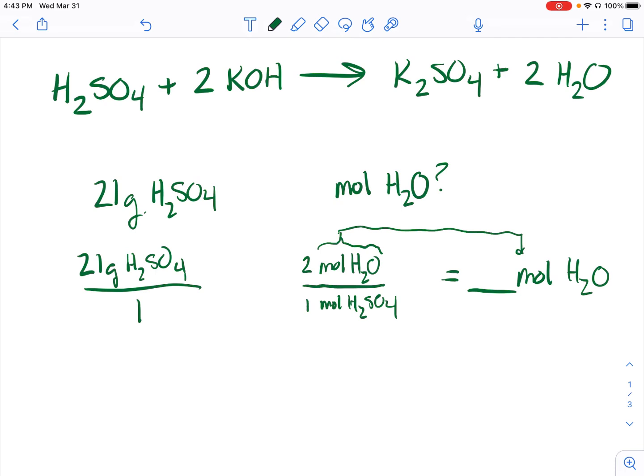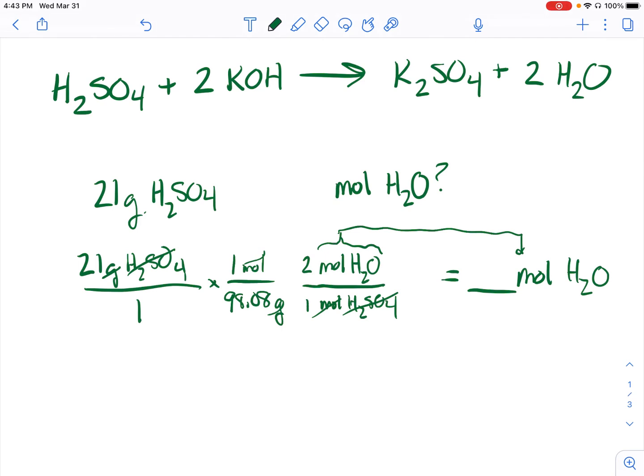So all I need to do is get something that cancels grams and moles of sulfuric acid and leaves me at moles of water. And that's going to be the molar mass. For sulfuric acid, 1 mole of sulfuric acid has a mass of 98.08 grams. So grams cancels, sulfuric acid cancels, moles cancels there, leaves me moles of water. And I can plunk this right into my calculator.